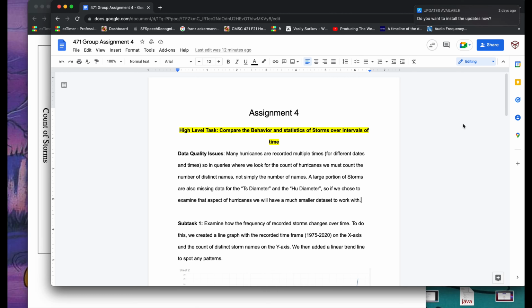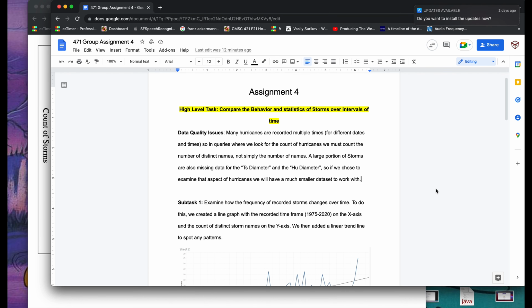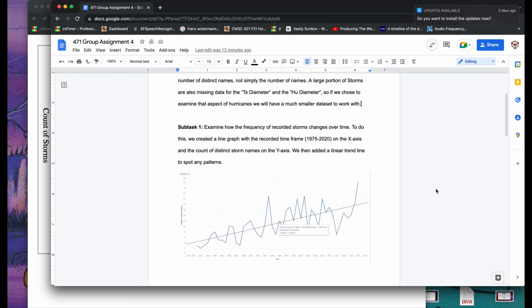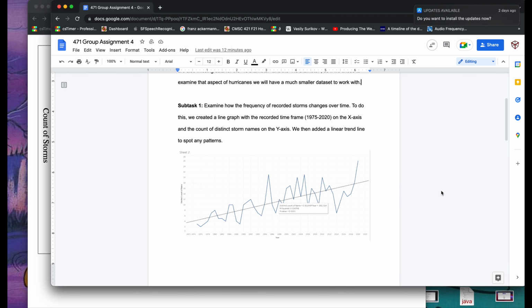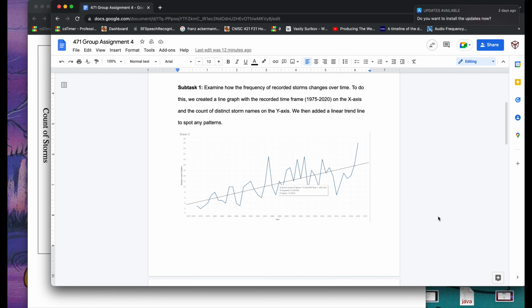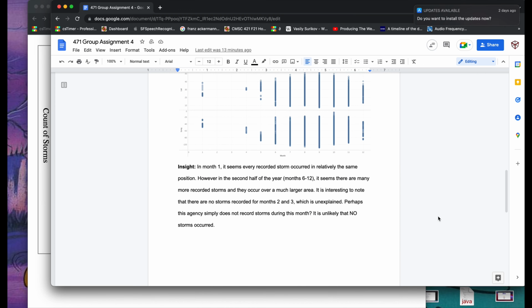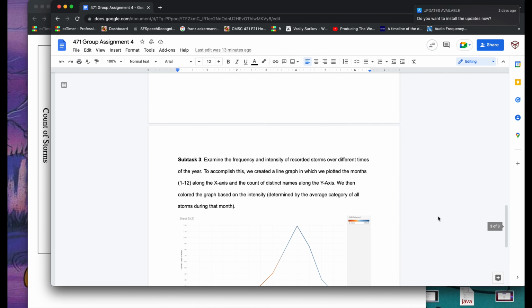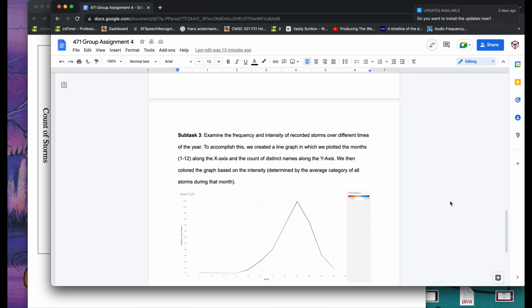So for our exploratory data analysis, we wanted to explore how the behavior and statistics of the hurricanes from the storm dataset evolved over different intervals of time. And our exploratory data analysis indicated to us that we may be seeing an increase in the frequency of storms over the history of the dataset. And we wanted to explore how these storms evolved over the course of their individual lifetimes.